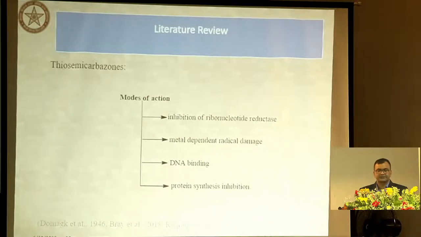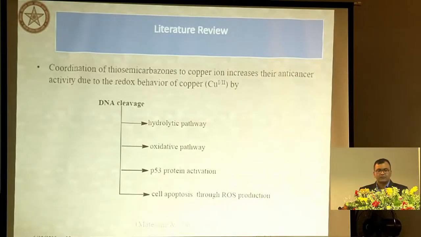This is the literature review part, where thiosemicarbazones have been found as anti-cancer drugs through different mechanisms, that is ribonucleotide reductase inhibition, metal-dependent radical damage, DNA binding, and similarly protein synthesis inhibition. Coordination of thiosemicarbazone to copper(II) has significant influence on the anti-cancer activity, and it also shows anti-cancer property by DNA cleavage through hydrolytic pathway, oxidative pathway, p53 protein activation, and ROS production.